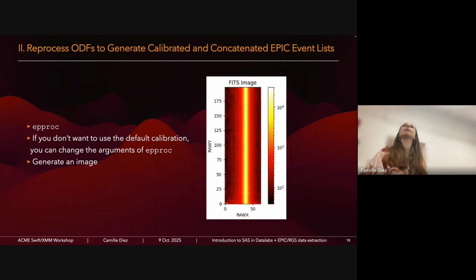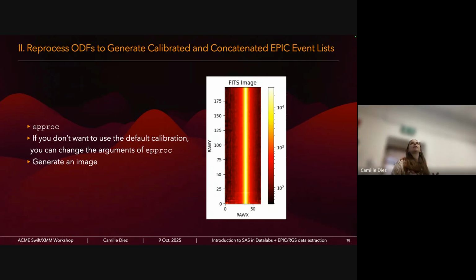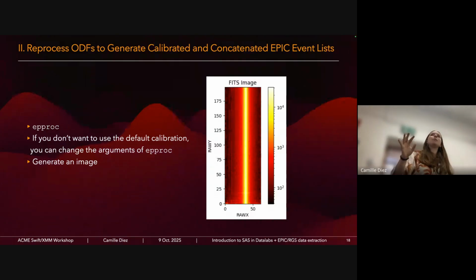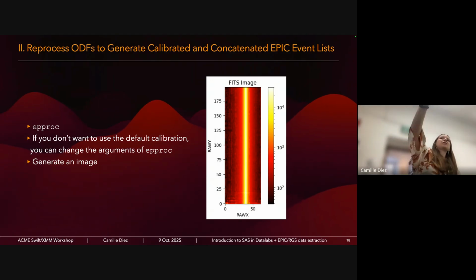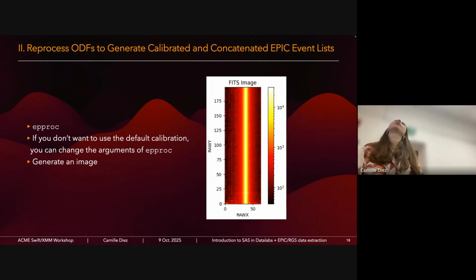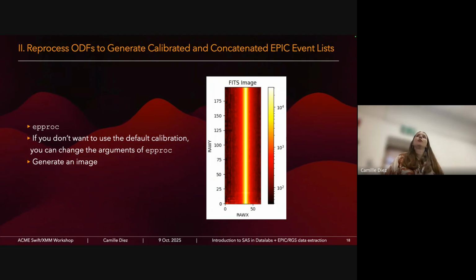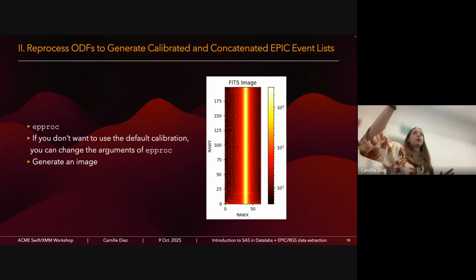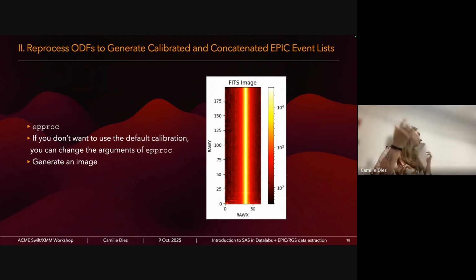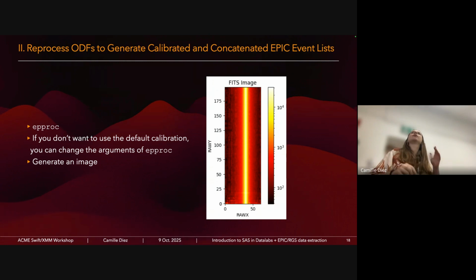Once you have done the startup, you can reprocess the ODF data to generate the EPIC event list. Here I'm showing you the example of Vela X-1. You use EPICPROC, and this is what you get. Here you get the events. As a side note, if you don't want to use the default calibration of EPICPROC, you can also customize your own calibration. EPICPROC has some arguments that you may want to change for any kind of reason. I needed to change a few things because I had a very, very bright source, so I had to change a few things in the default calibration.